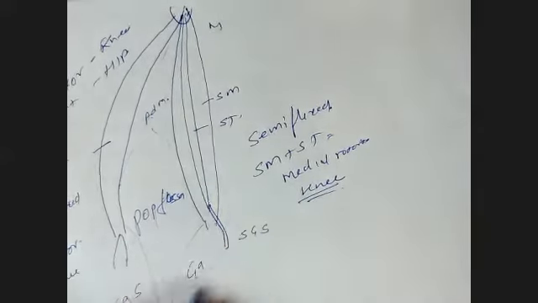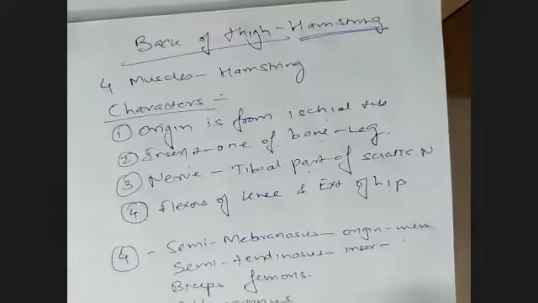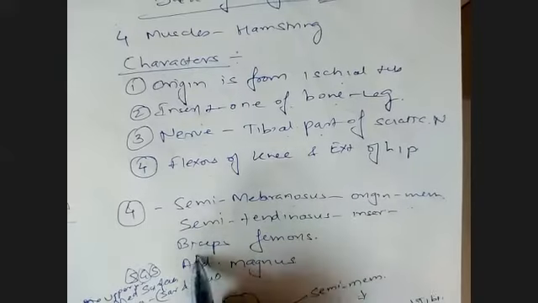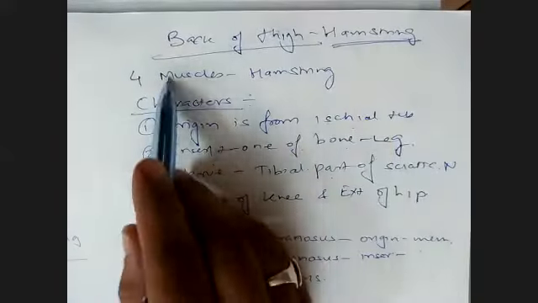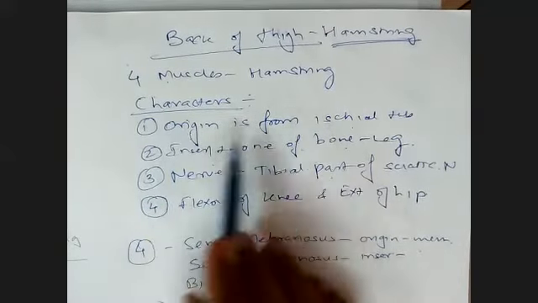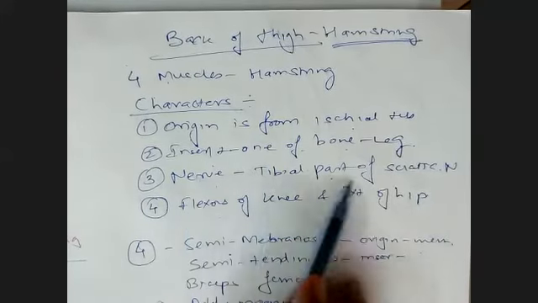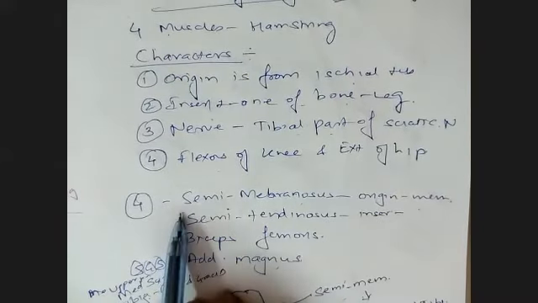So this is all about hamstrings. Just to tell you in short about the muscles of the posterior compartment, there are four muscles: semimembranosus, semitendinosus, biceps femoris, and adductor magnus. These are called hamstring muscles on the back of the thigh. They have four common characteristics. They originate from the ischial tuberosity. They get inserted on one of the bones of the leg. Their nerve supply is by the tibial part of the sciatic nerve. They are flexors of the knee and extensors of the hip.